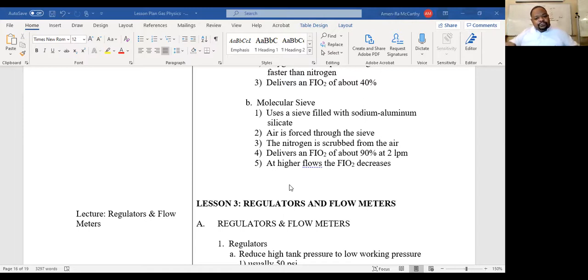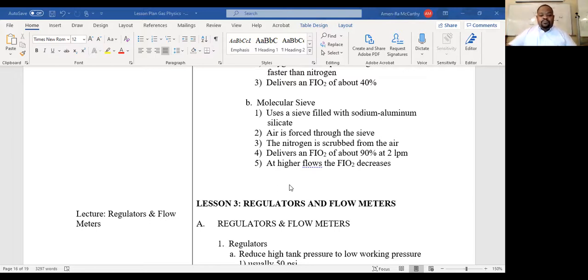As the air is forced through that sieve, the nitrogen is scrubbed away from the air. And that leaves nothing but oxygen, right? And you can get about 90% at 2 liters per minute of the molecular sieve. So you can see that the better concentrator is the molecular sieve concentrator. Okay, that's much better, right? But it's going to cost more, right? It's going to cost you a little bit more. All right. So that's what you're going to need.